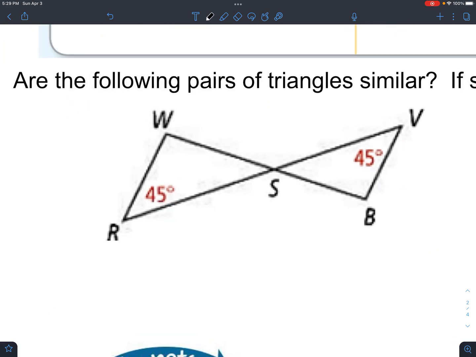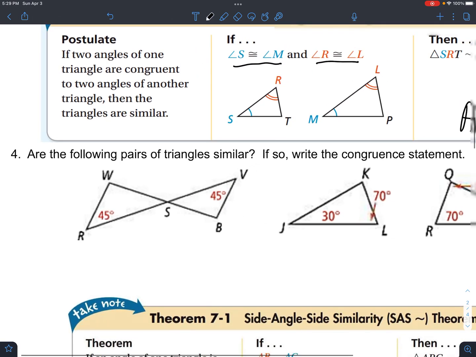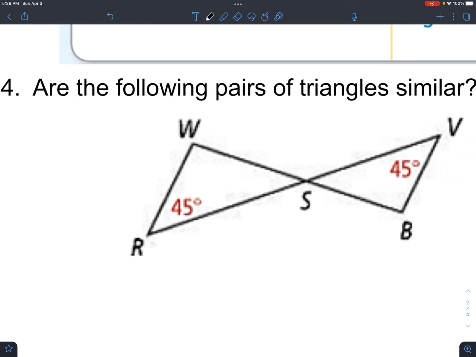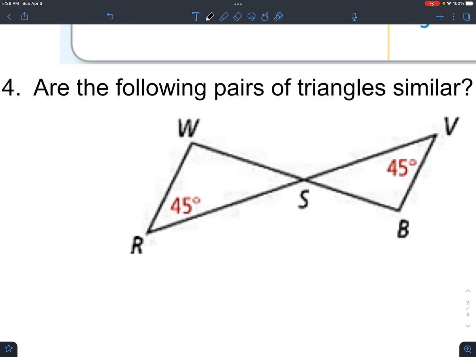All right, so what could you tell me about this figure? Are these triangles similar? And we know vertical angles are congruent, right? So that's two right there. We got two angles that are the same. This one goes with this one. This one goes with this one. So, yes.